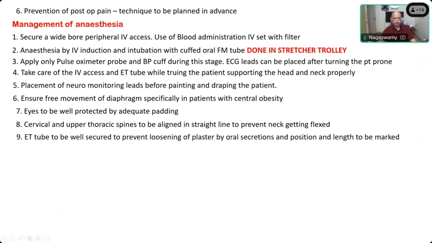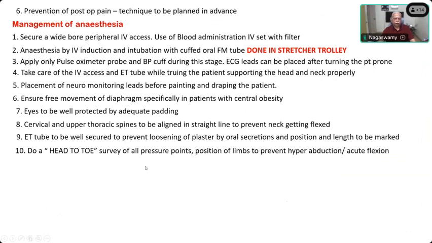And in these cases, we definitely have to give glycopyrrolate IV to reduce the oral secretions, because we are turning the patient into the prone position. After intubation, with confirmation of air entry, you can write the position and length of the tube on the plaster itself, whether it is 23 centimeters or 21 centimeters, so that you can see whether the tube is slipping out or going in. And do a head-to-toe survey for all pressure points and position of limbs to prevent hyperabduction or acute flexion.